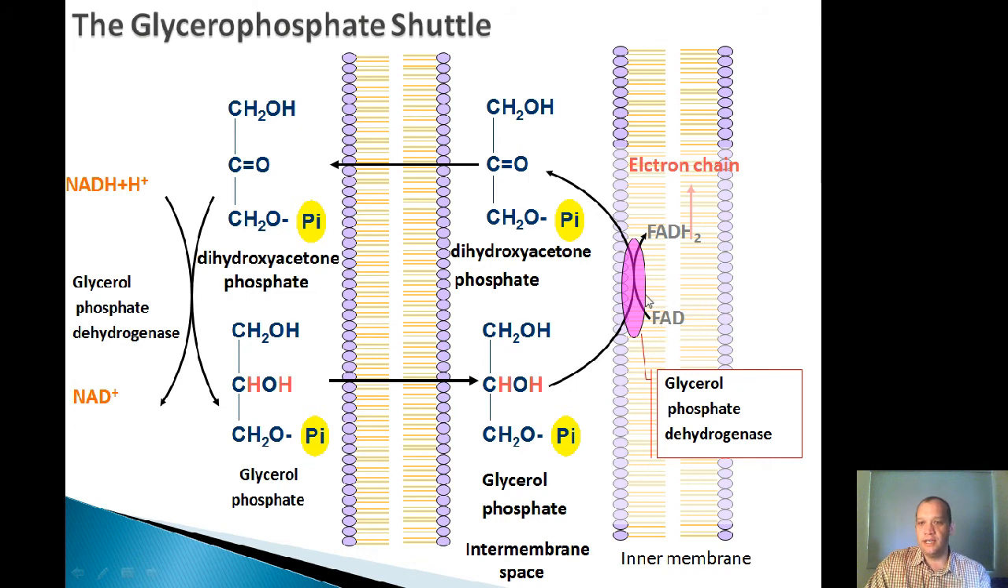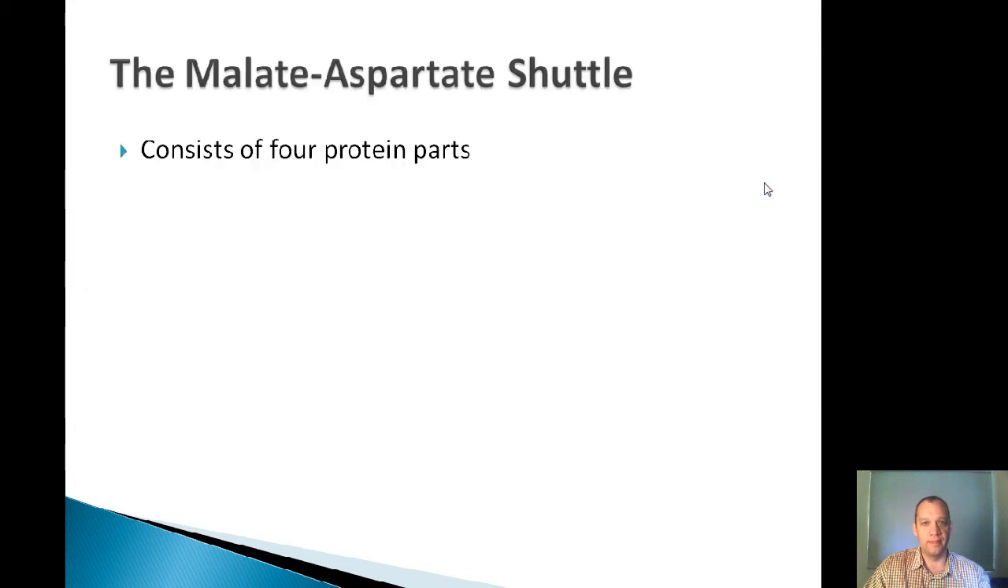So then the intermembrane glycerol phosphate dehydrogenase FAD is now reduced to FADH2, and from there those electrons can be used to reduce coenzyme Q, and the coenzyme Q will shuttle those electrons onto complex 3, and the rest of the electron transport chain will continue.